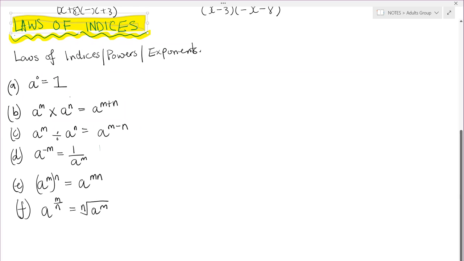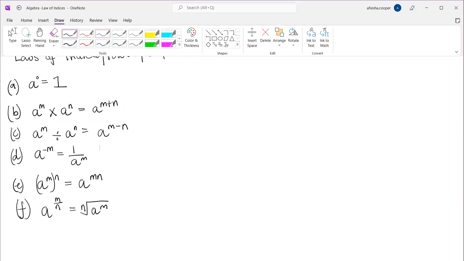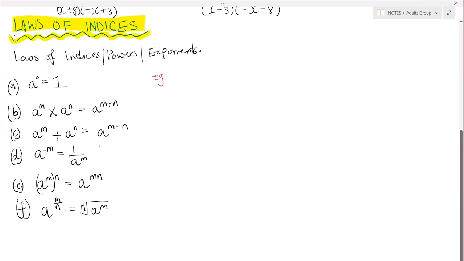Any number raised to the power of 0 is 1. So whether I have 100 raised to 0, that will give me 1. And we can put that into our calculator by pressing 100, the power sign, 0, and equal, you'll get 1. Negative 20 raised to 0, that's 1.